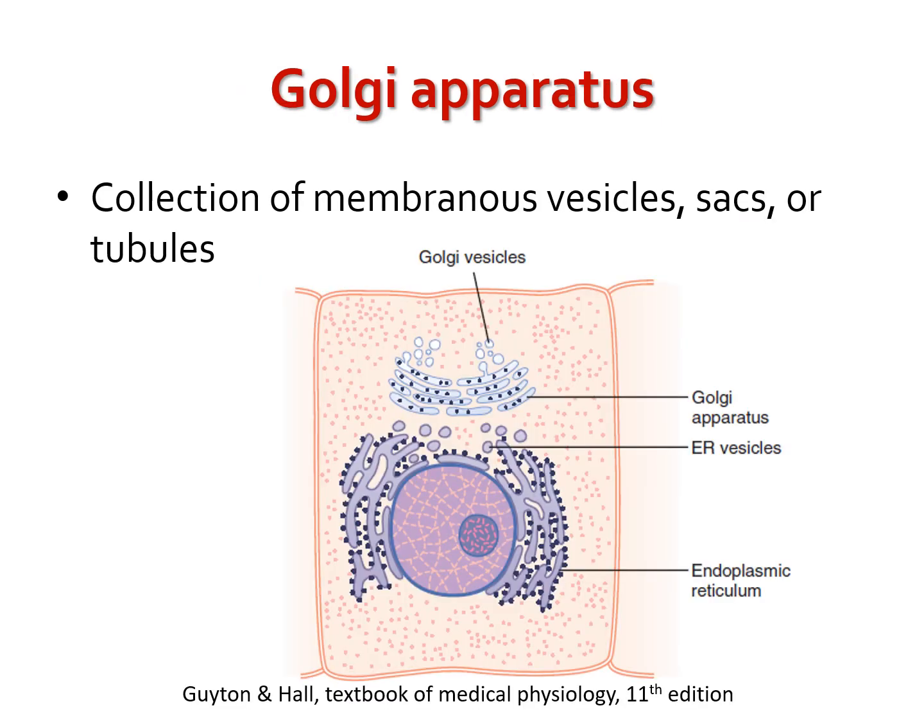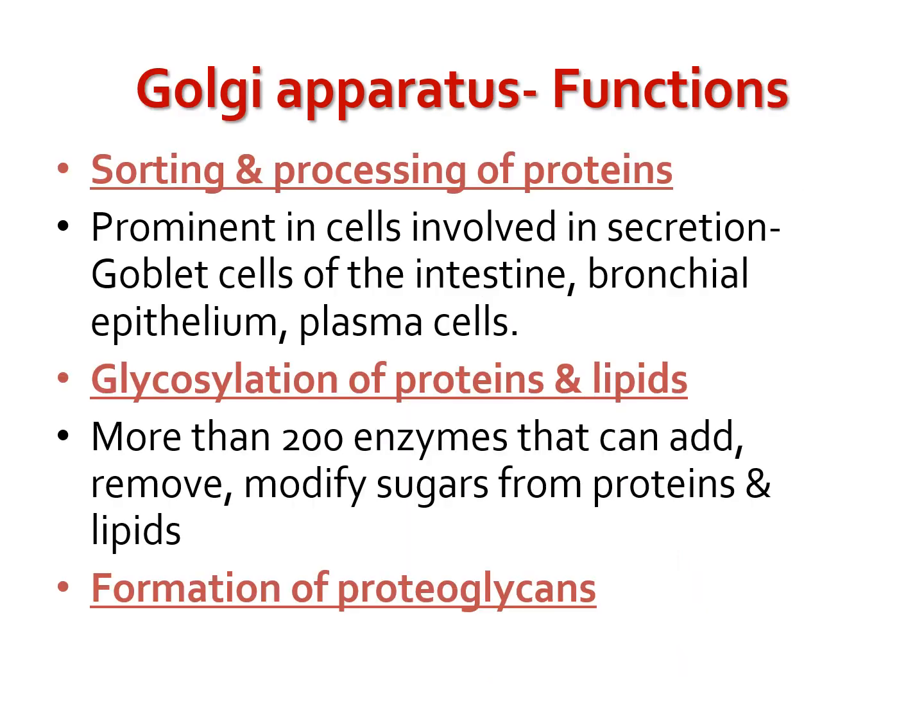So the next cell organelle is the Golgi apparatus. What is the Golgi apparatus? It is a collection of membranous vesicles, sacs or tubules. So what is the function of the Golgi apparatus? The Golgi apparatus is present very near to the endoplasmic reticulum.